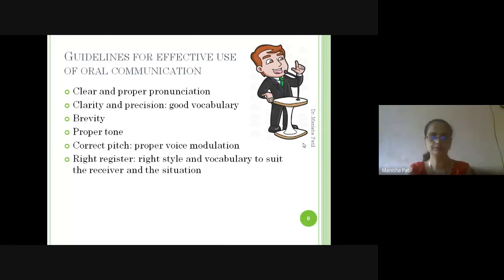Please note down the points. Guidelines for effective use of oral communication. Clear and proper pronunciation, clarity and precision, good vocabulary, brevity, proper tone, correct pitch, and right register.